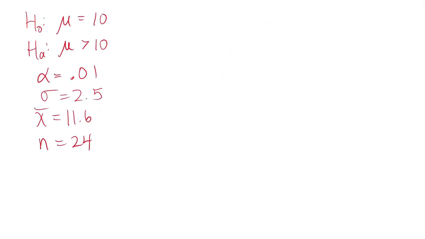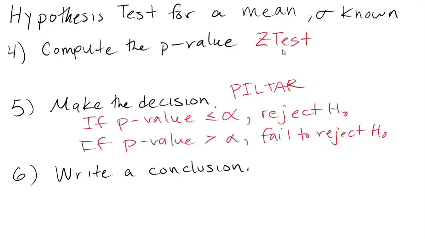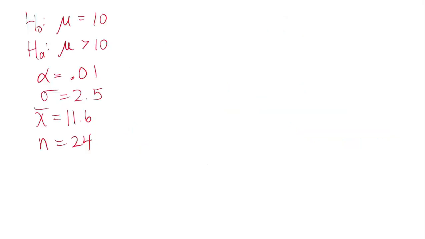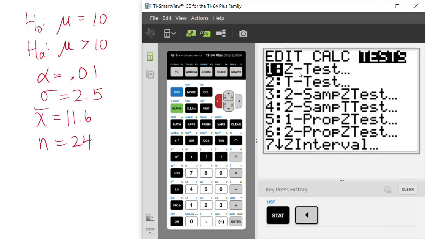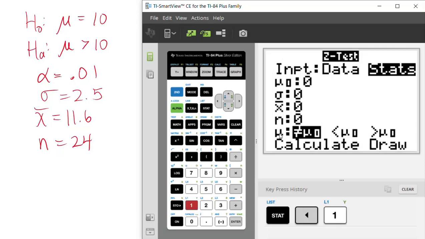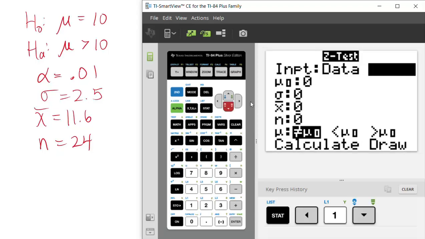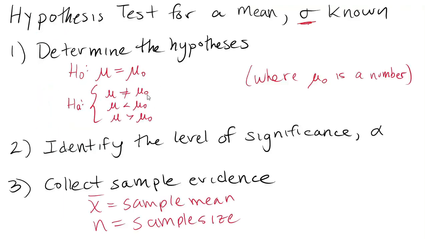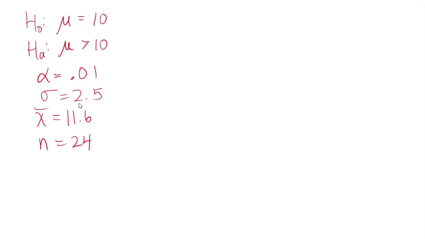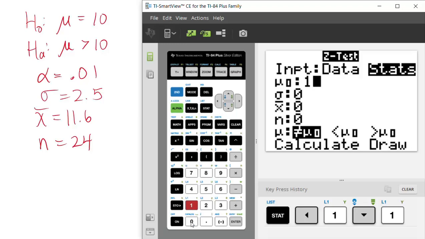The calculator function we're going to run to get the p-value, which is step 4, compute the p-value, is called ZTest. To access ZTest, you press Stat, scroll to Tests, and it's the very first option. ZTest is choice 1, so you can hit Enter or the 1 key. You want to make sure you're in Stats mode because we don't have a set of raw data. Mu sub 0, that's why I use that nerdy notation in my description up here. Mu sub 0 is the number in the hypotheses. We're comparing the mean to 10 in our hypotheses, so mu sub 0 is 10.